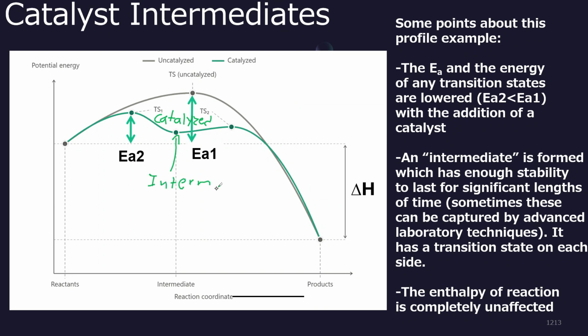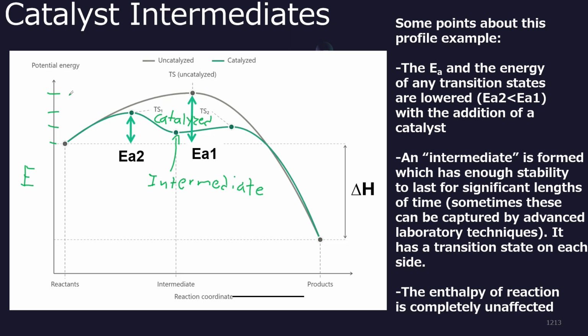So why is the intermediate more stable than the transition states? It's all about the energy, right? This is our energy axis, potential energy. The transition states are very high energy, but the intermediate is less so. The intermediate is in between the reactants and the transition states in terms of where it exists on that energy scale. It's right here compared to our reactants there, compared to the transition states, which are there or there. So if you're lower in potential energy, you are more stable. Turns out that many intermediates are stable enough to exist for significant amounts of time.